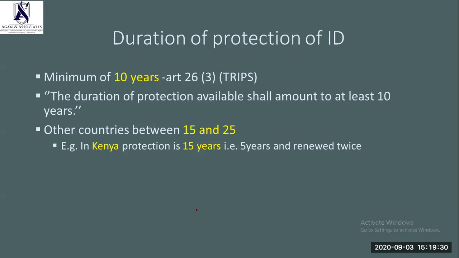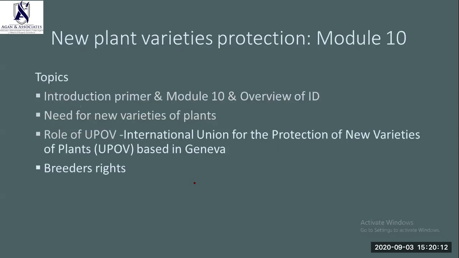However, there are countries that have a higher protection, that is 15 years and 25 years, and countries that have a 15 years protection. However, it is important to note that this is a cumulative duration. The duration of industrial design is 5 years, but can be renewed, thus totaling to 15 years protection.